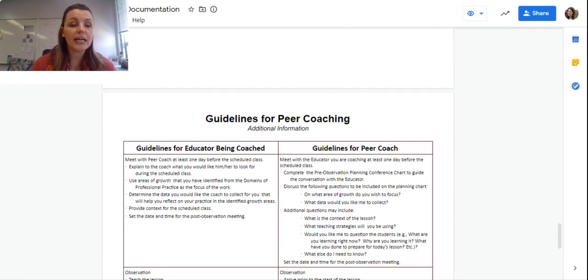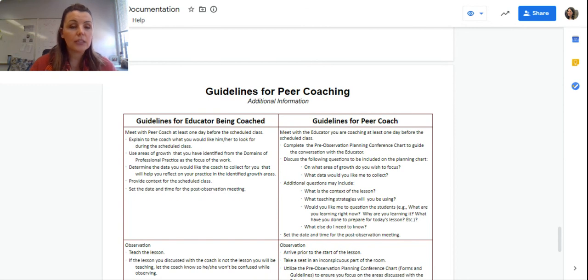This final page has some more additional guidelines for peer coaching. So there's guidelines specific to being the educator that's being coached, and then also guidelines for peer coaching. So this is just one quick little overview of peer coaching. I am available for more questions and support as you go through this process.